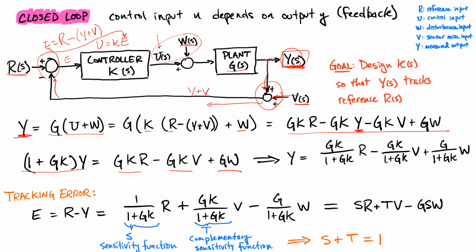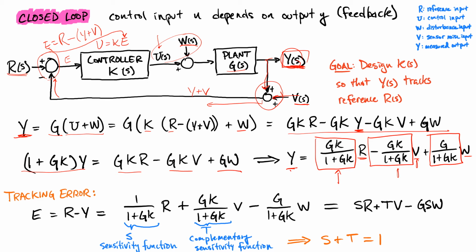So now we want y as a function of those three inputs. We're going to divide by this 1 plus gk, and that gives us three transfer functions that represent how each of these different input signals affect y. This gk over 1 plus gk is the transfer function that relates the output to the reference. And minus gk over 1 plus gk is the transfer function that relates the output to the sensor noise. And same for disturbance.